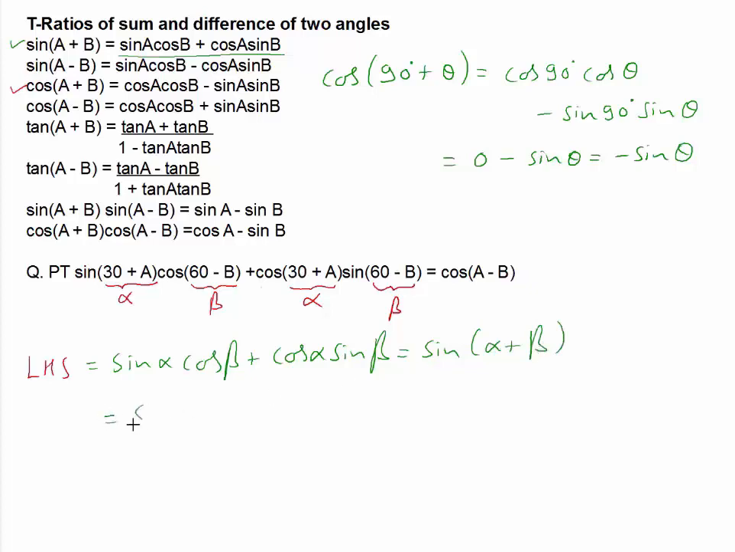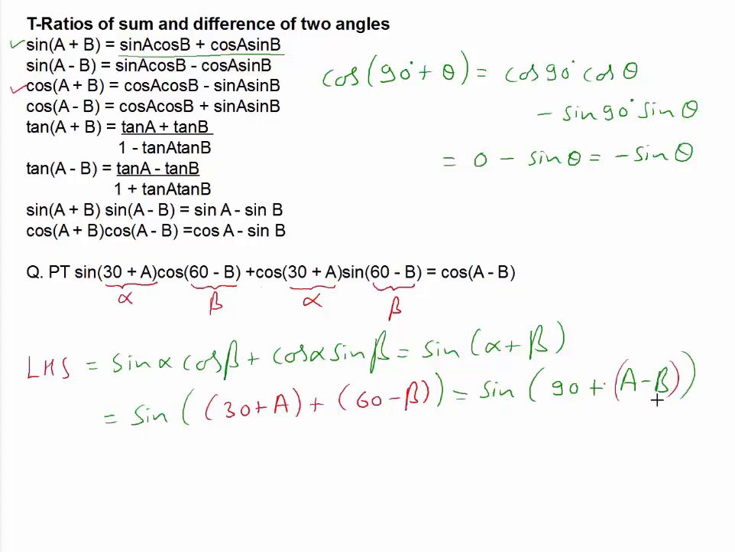So therefore this would be equal to sine of, now what is alpha? It is 30 plus a, and what is beta? It is 60 minus b. So this would be equal to sine of 30 plus 60, which is 90, plus a minus b. Now we know sine of 90 plus any angle is equal to cos of that angle, using the table we saw before. So therefore this is what we got, which is the right hand side, hence proved.